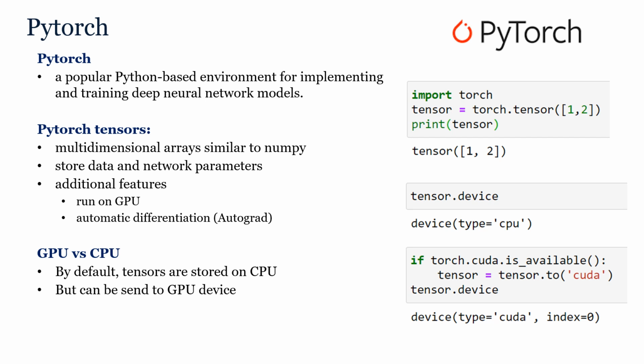By default, Pytorch tensors are stored on CPU, and we can test that by evaluating tensor.device. Here we can see that device type is CPU. Pytorch tensors can also be sent to GPU, for example, by using function tensor.to('cuda'). Now, when we test tensor.device, we see the type of the device is CUDA, which is GPU.